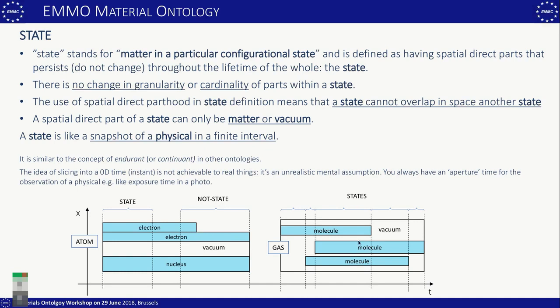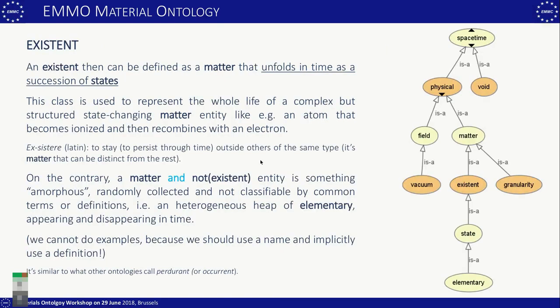The same holds for gases. A gas is a matter, but can be defined in states as long as we have molecules that are part of this gas or not. So a state is a snapshot of a physical in a finite interval based on direct parthood. An existent is another concept that we need to introduce, which can be defined as a matter that unfolds in time as a succession of states. So this is the final branch of the EMMO, in which we have physical, matter, existent, state, and elementary.